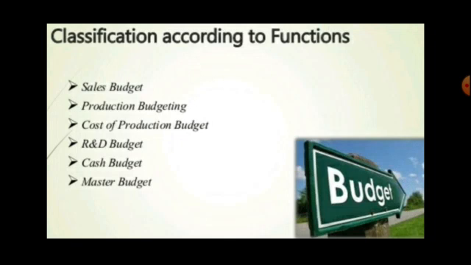The functions or types of budget are sales budget, production budget, cost of production budget, research and development budget, cash budget, and master budget. Master budget is also termed as a project budget, that means the entire budgeting for the business enterprise. Sales, production, cost of production have a specification to that area.